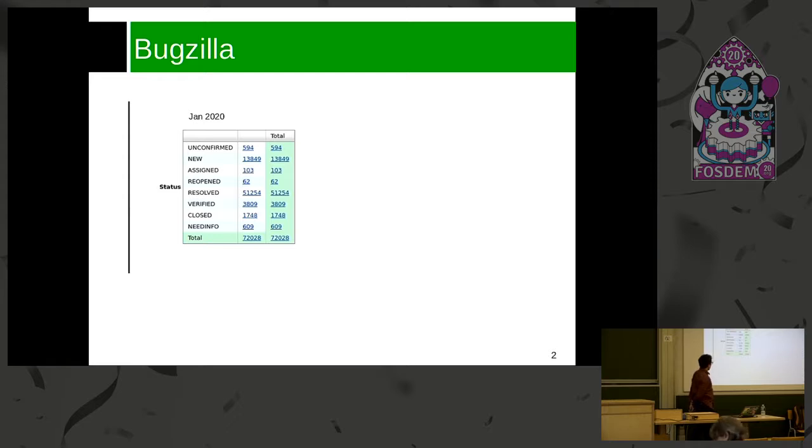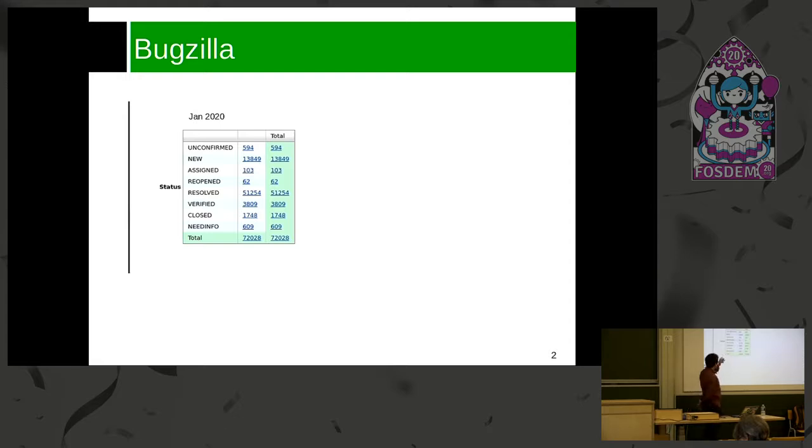Right now we have 72,000 bugs, and some are still unconfirmed and need to be triaged. 13,000 are new, and then more than 50,000 are resolved.